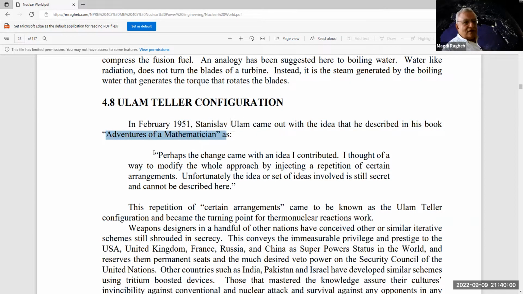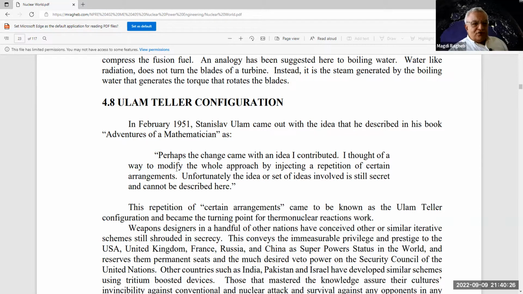Stanislav Ulam wrote in his book, you can find it maybe in the library if you are curious about the history. The title of the book is Adventures of a Mathematician. I quote here, perhaps the change, because they didn't succeed really. The computer simulations showed that they could not ignite the fusion part like a star by the fission. But according to Stanislav Ulam, perhaps the change came with an idea I contributed.